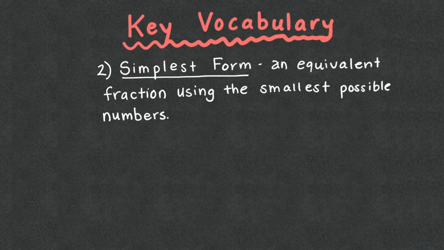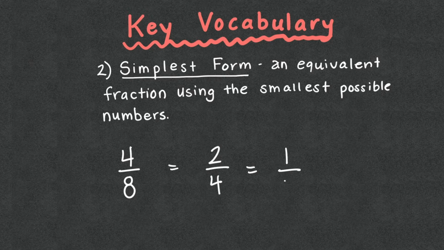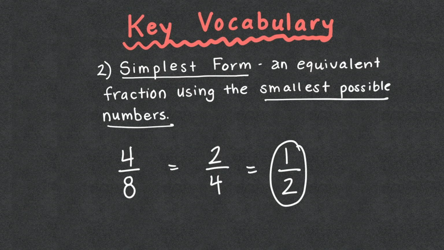So say, for example, we had 4/8, which we know is equal to 2/4. But if we look, 2/4 is not the smallest way that we can write this fraction. The simplest form is 1/2. Why? Because it's the smallest possible numbers that we can use to show this value. So 1/2 is our simplest form.